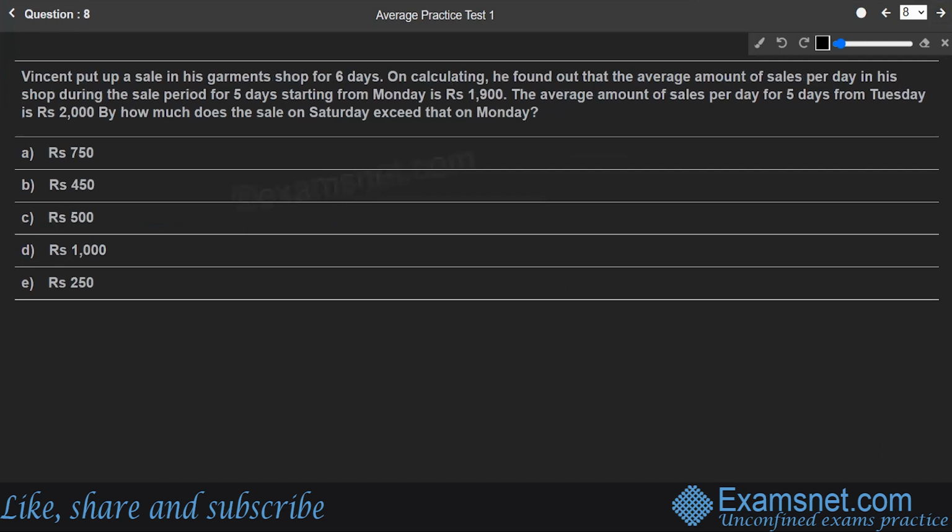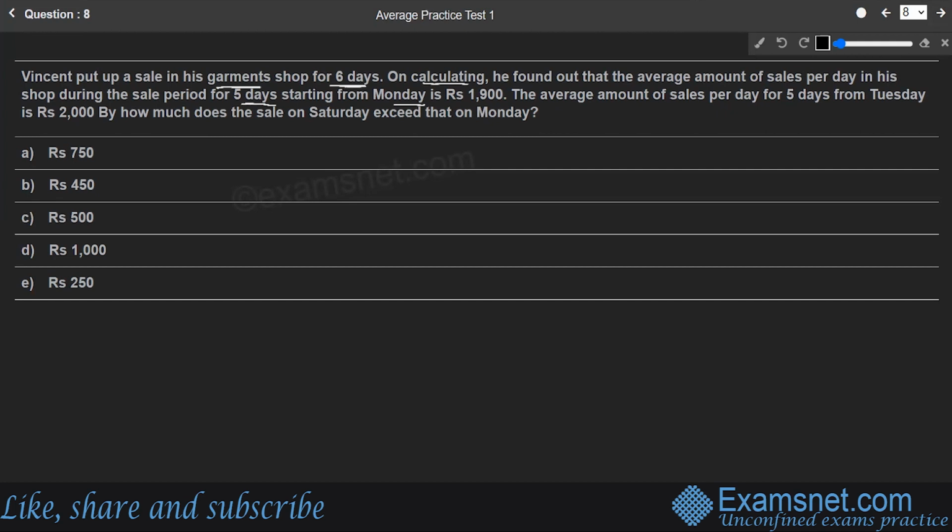Okay. Vincent put up a sale in his garments shop for 6 days. On calculating, he found out that the average amount of sales per day in his shop during the sale period for 5 days starting from Monday is 1900. So he has put up the sale for 6 days, but he has calculated by breaking the 6 day span into two different spans of 5 days.